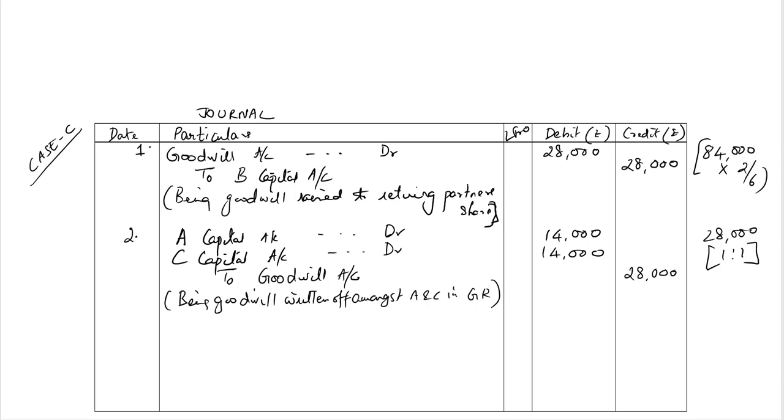Please remember, the net effect of all these three methods is the same. But where the question does not specify anything or says the journal entries are to be passed without opening goodwill account, then we have to follow the first method of adjustment of goodwill through partners' capital or current accounts.